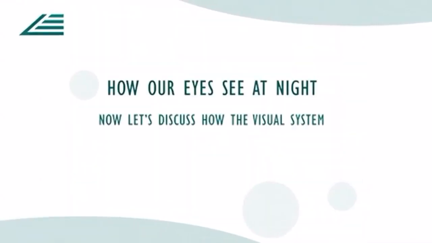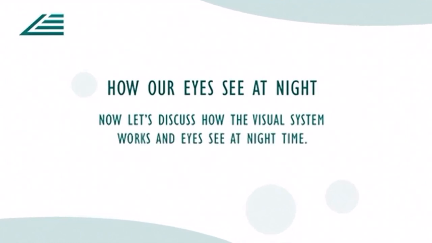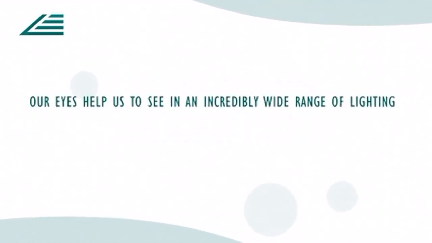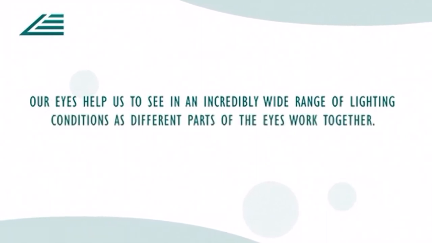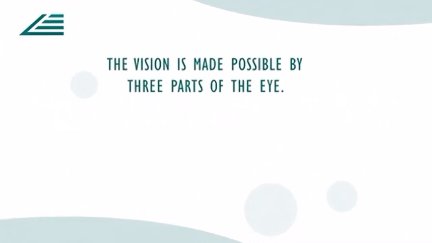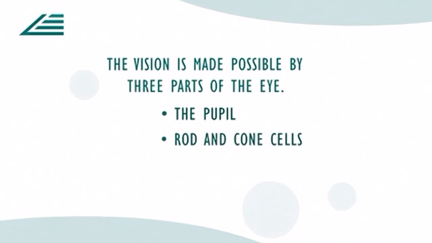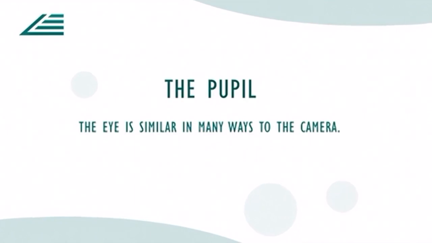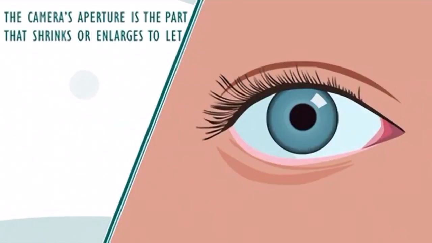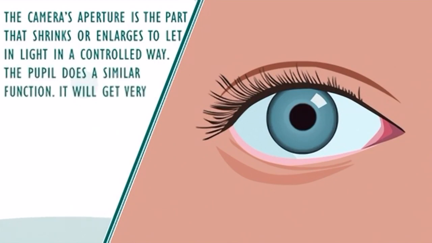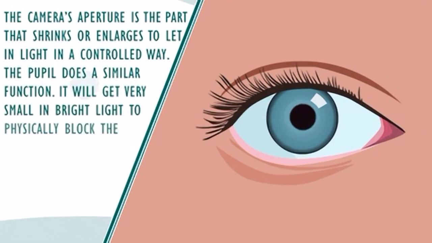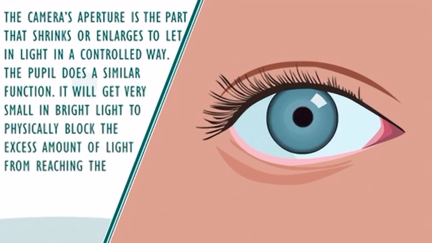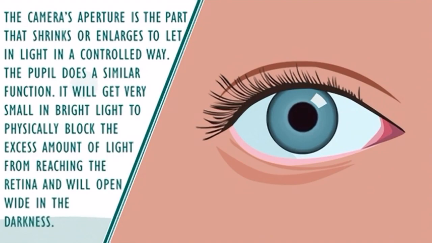Now let's discuss how the visual system works and how eyes see at nighttime. Our eyes help us to see in an incredibly wide range of lighting conditions as different parts of the eyes work together. The vision is made possible by three parts of the eye: the pupil, rod and cone cells, photopigments. The pupil. The eye is similar in many ways to the camera. The camera's aperture is the part that shrinks or enlarges to let in light in a controlled way. The pupil does a similar function. It will get very small in bright light to physically block the excess amount of light from reaching the retina, and will open wide in the darkness.